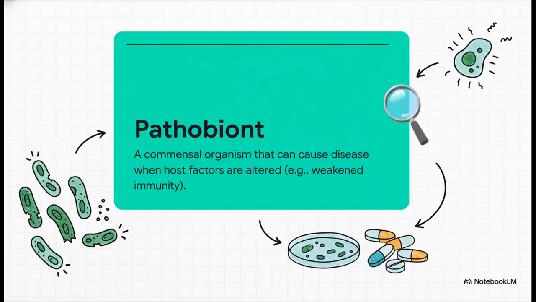So what in the world is a pathobiont? Well, think of it like this. It's an organism that's part of our normal, healthy microbial community, just living its life. But when the situation changes, say a person's immune system gets weaker or something else disrupts the local environment, it sees an opportunity, and it can become a real pathogen.